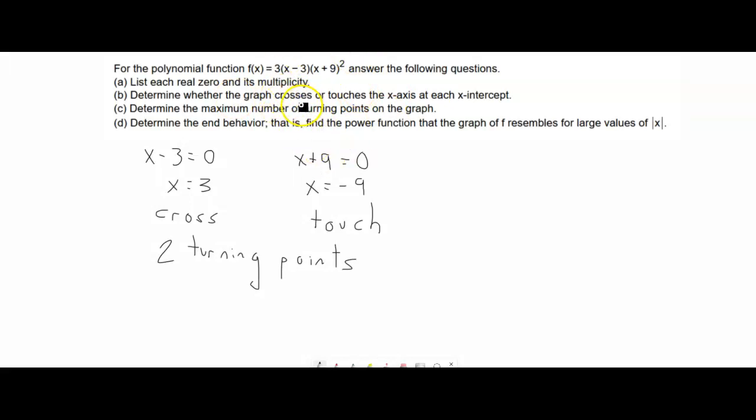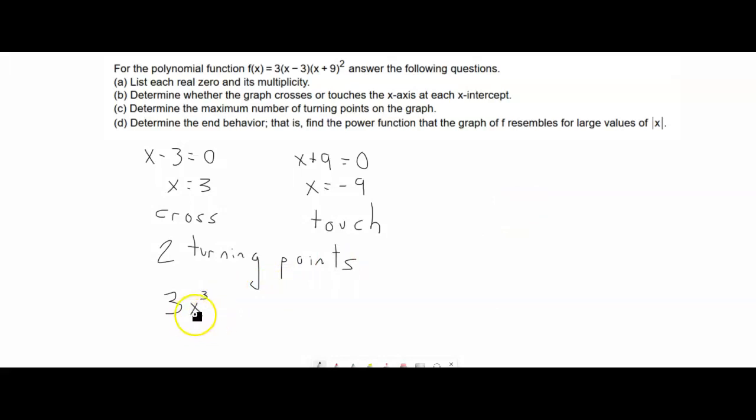And we kind of almost did earlier. So we know when we FOIL this out, we're going to get an x squared term. And we know we have an x term here. So x squared times x is x cubed. And then we just have to multiply it by this 3 on the outside. So our power function that's going to resemble large or small values of x is going to look like 3x cubed.